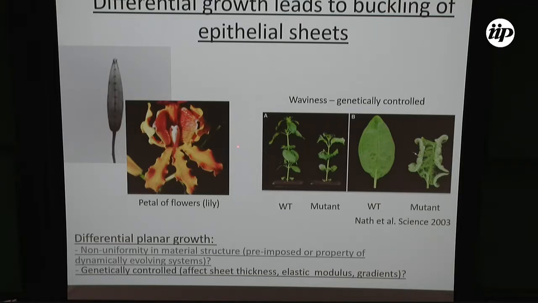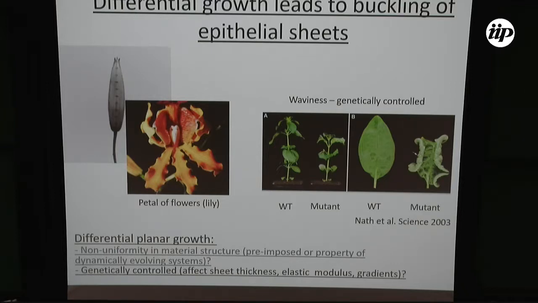And these instabilities, these buckling instabilities, can be regulated genetically, okay? And the question is, of course, whether these growth processes, these buckling instabilities, are related to any kind of non-uniformity in the material, at least in the lateral plane, and how they are genetically controlled. So what really dominates this type of effect? I don't think that there is really a clear answer about it.